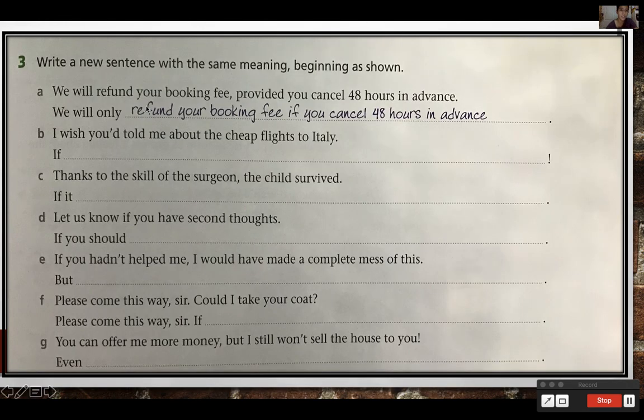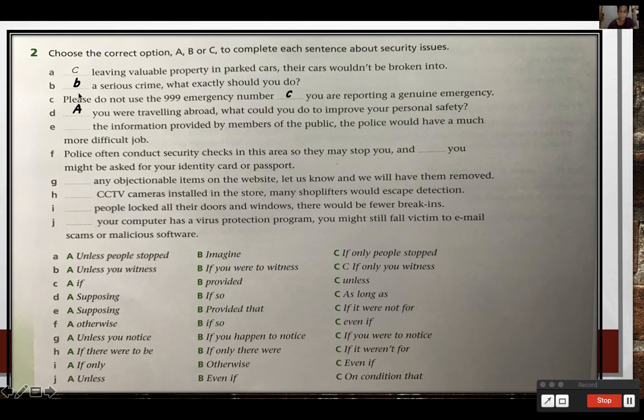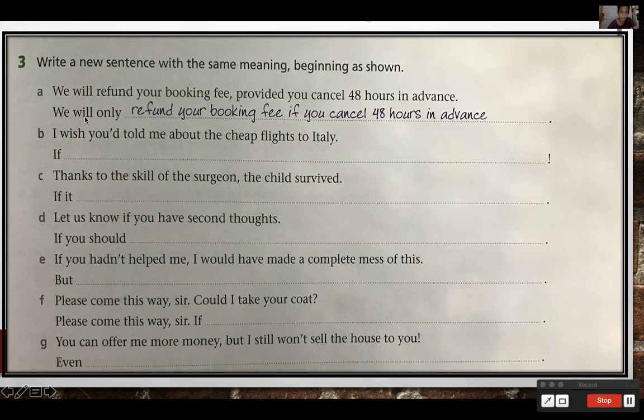Now, write a new sentence with the same meaning, beginning as shown. We will refund your booking fee, okay, provided. So we have to write a new sentence with the same meaning as the first one, beginning as shown. We will refund your booking fee provided you cancel 48 hours in advance. We will only refund your booking fee if you cancel 48 hours in advance.